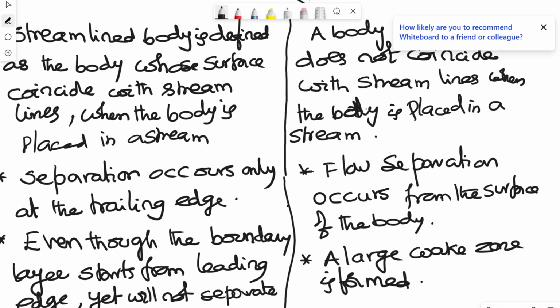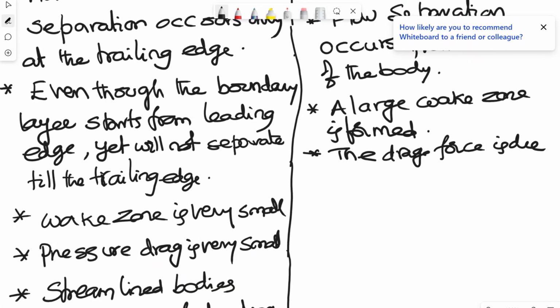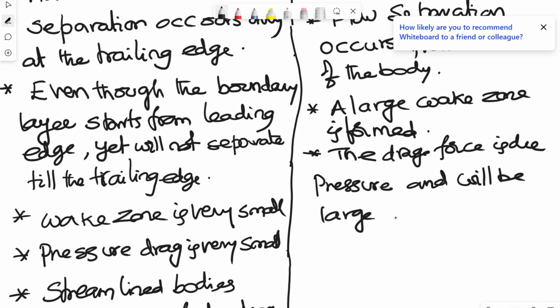Right? Here, because of the pressure difference, the drag force is due to pressure, and it will be large compared to shear drag.